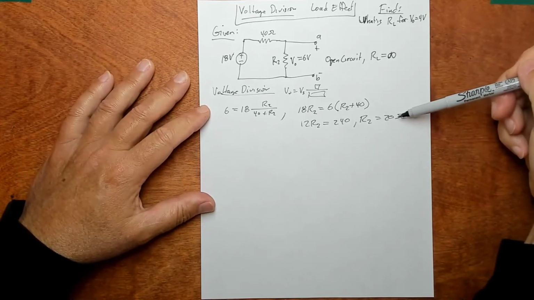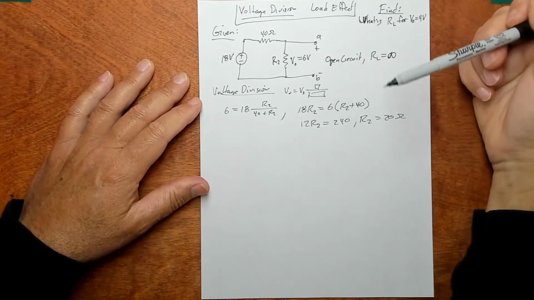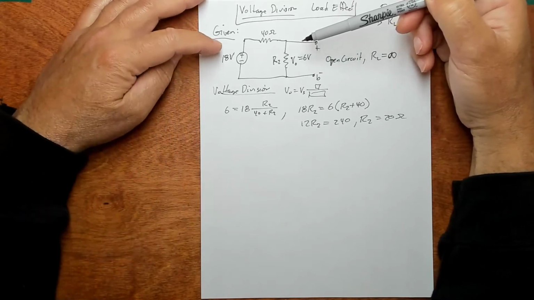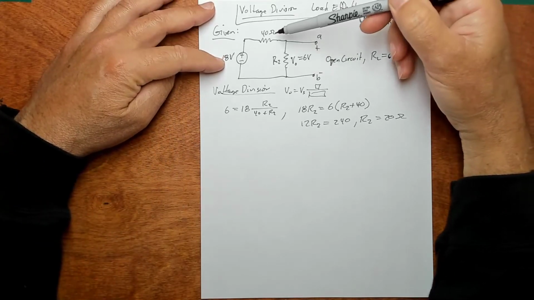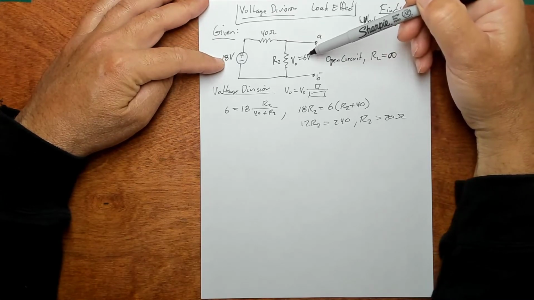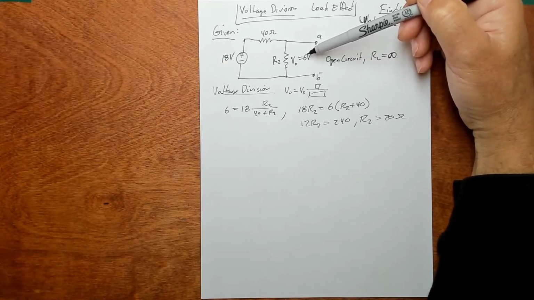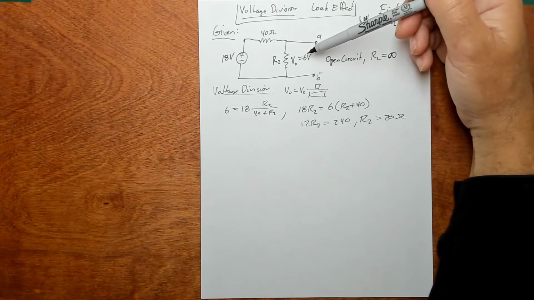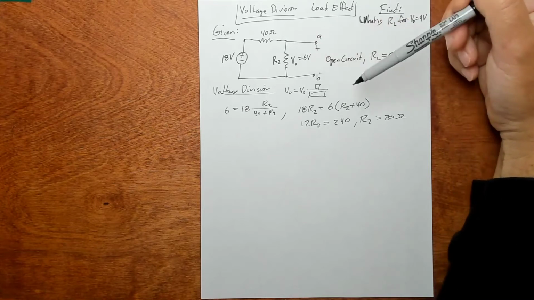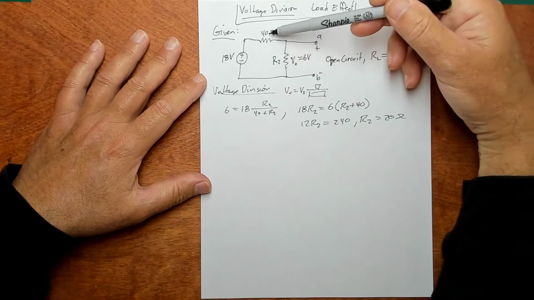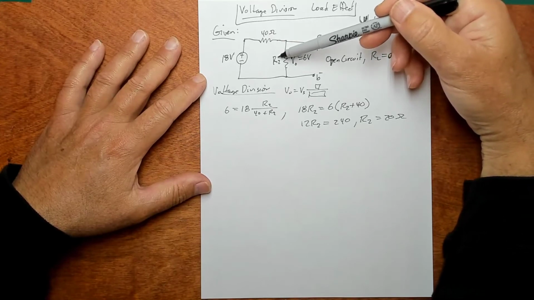Okay, so a 20 ohm resistor will give you a 6 volt drop here. Does that make sense? This is 18 volts, and we have 40 and 6... sorry, I mixed up voltage and resistor. The resistor values are 40 here and 20, right? This resistor is 40 ohms, and this resistor we just solved is 20 ohms. That's 2 to 1.